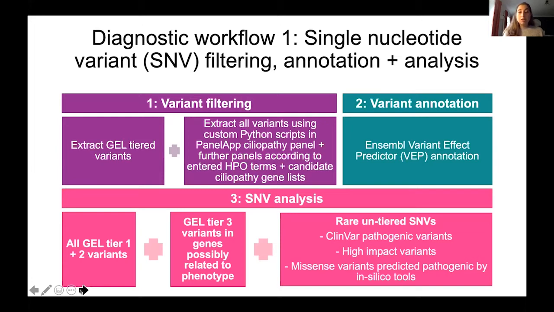We used the Ensembl Variant Effect Predictor to annotate our variants, and then undertook some structured analysis. And I did all of this blinded to the GMC exit questionnaires, as we wanted it to be an independent analysis. So I looked at all the variants called tier 1 and 2 by the GEL pipeline, which is the same as what the diagnostic labs would be looking at. I looked at tier 3 variants and genes that I thought potentially could be related to the phenotype. And then I looked at rare untiered single nucleotide variants that fell into the following categories. Those that have previously been called pathogenic by ClinVar, those called high impact by Variant Effect Predictor, so these are things like stop gains, frame shifts, canonical splice defects, and rare missense variants predicted to be pathogenic by multiple in silico prediction tools.